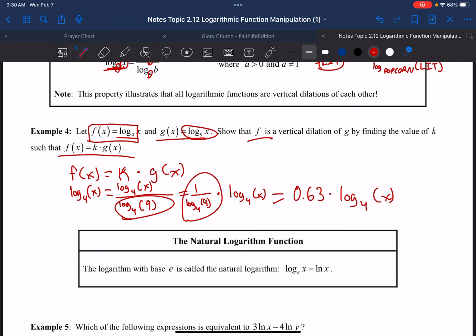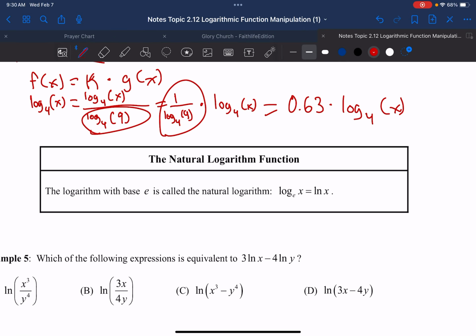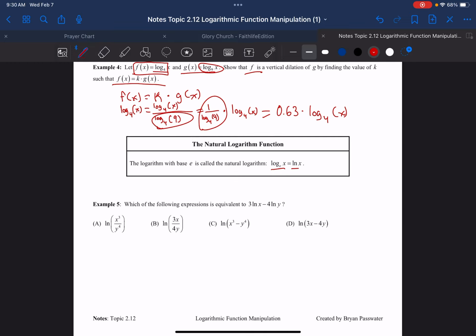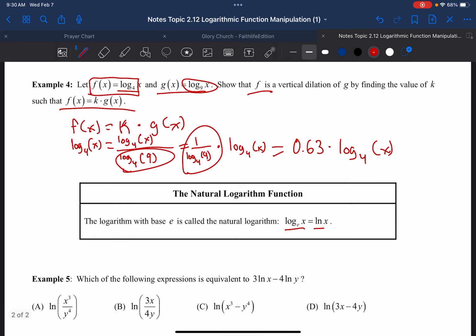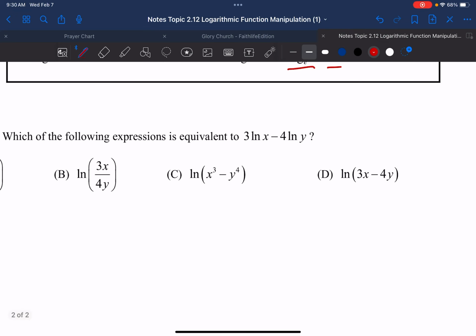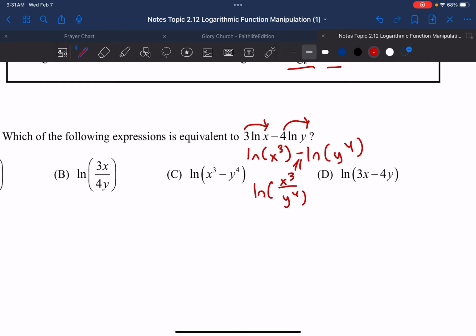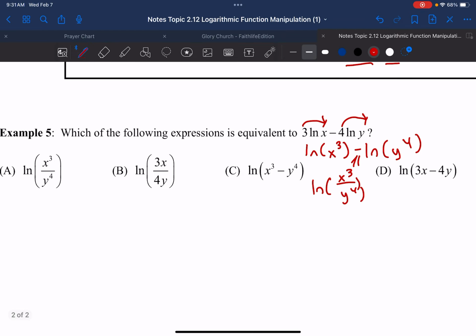And then the last part, we have the logarithm with base e as just the natural log. Log base e is the same thing as ln of x. So to rewrite some of these, you would do the same exact rules. I could rewrite it using the same rules. So here, I would just move this to the exponent first. So ln of x to the third minus ln of y to the fourth. And how do I rewrite subtraction as division? x to the third over y to the fourth, which is why the answer would be A.